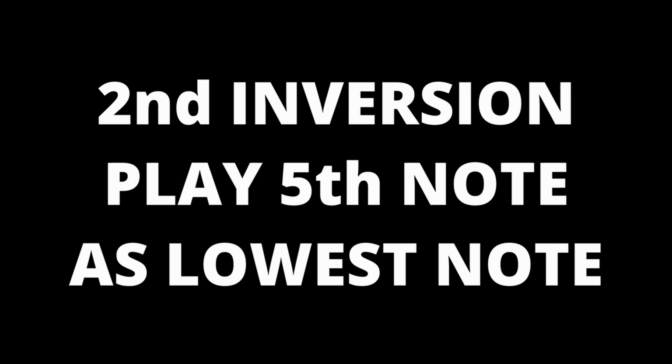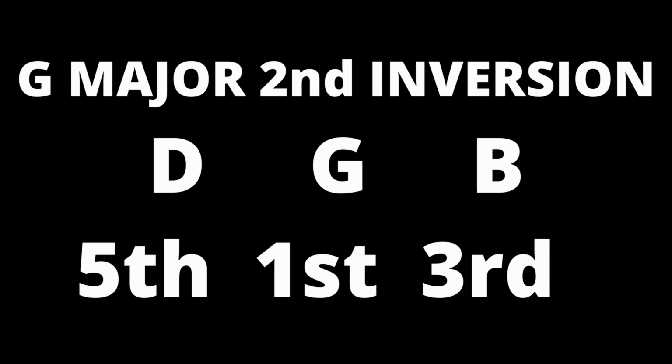Playing the fifth note of the major chord as the lowest note creates a second inversion chord. Therefore, playing the D note as the lowest note in the G major chord creates a G major second inversion. Again, the order of the other two notes above this do not matter.